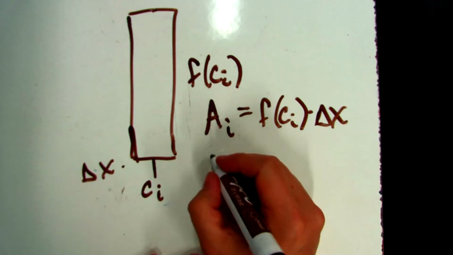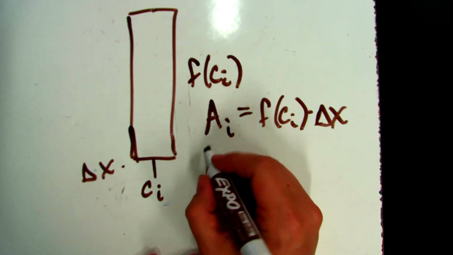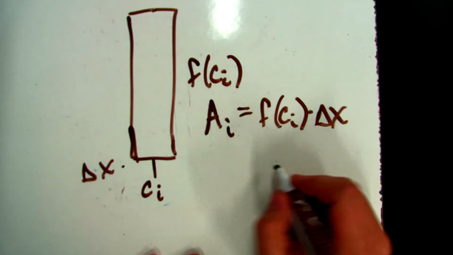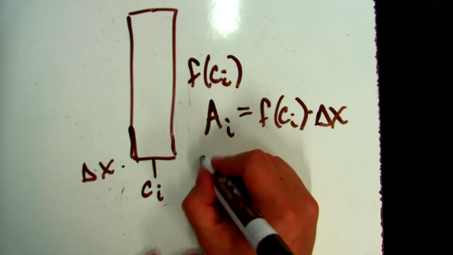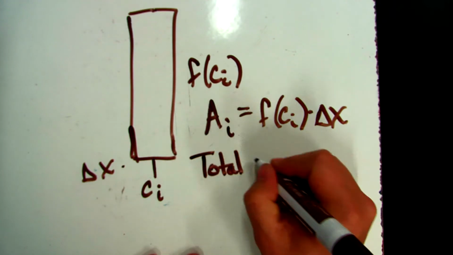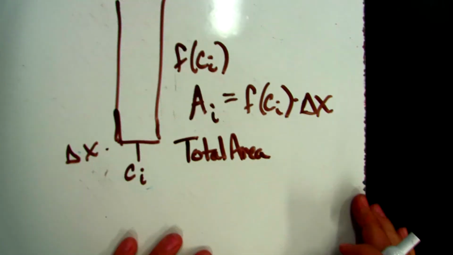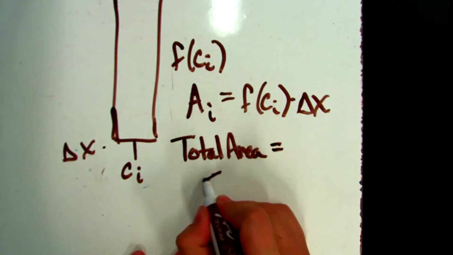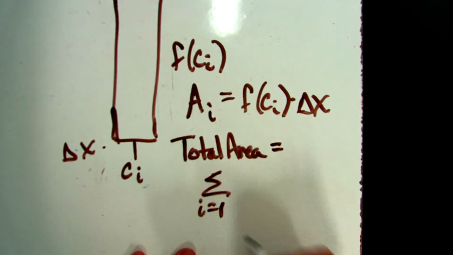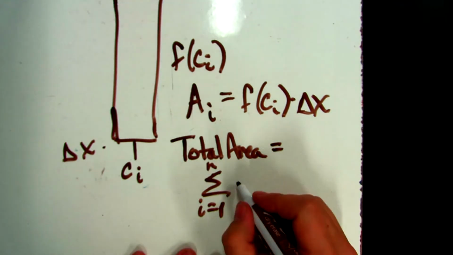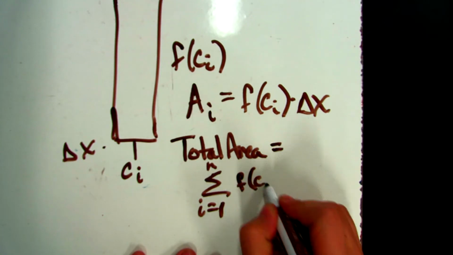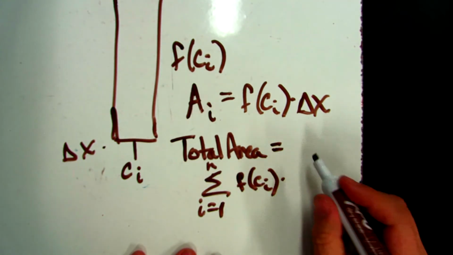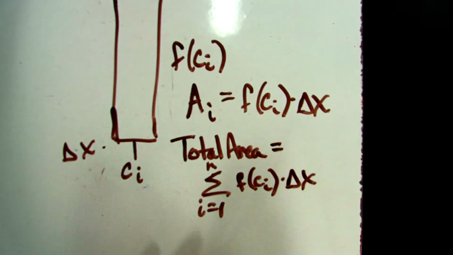So if I was going to take all the rectangles and add them together, that would give me the total area. So the total area of my Riemann sum with equal subintervals is going to be the sum from i equals 1 to n, where n is the number of rectangles, of f of c sub i times delta x. So there's my total area.